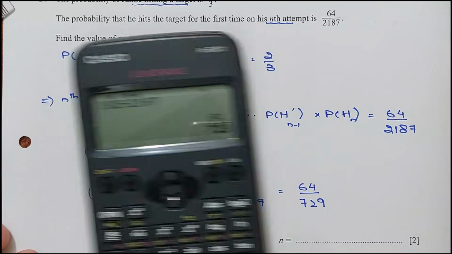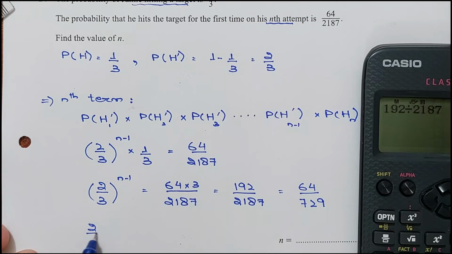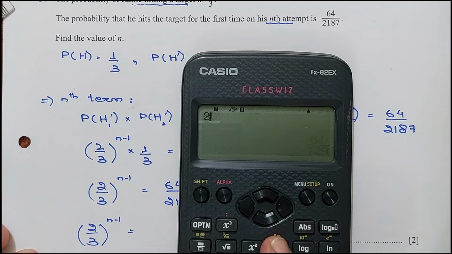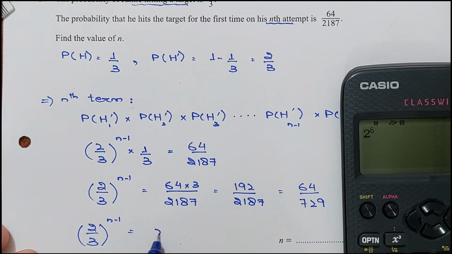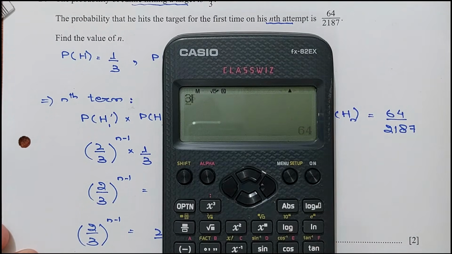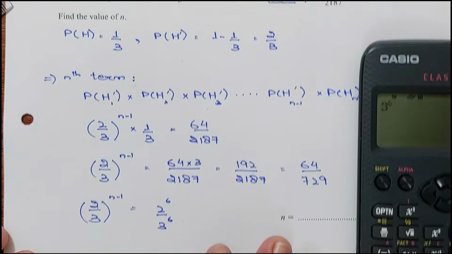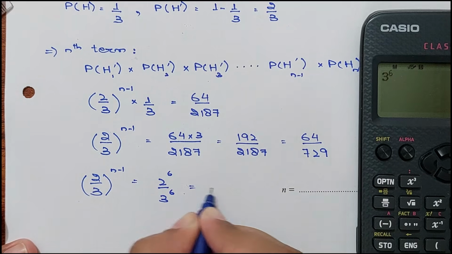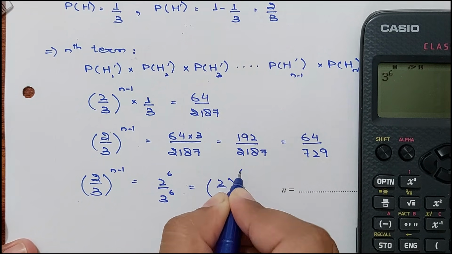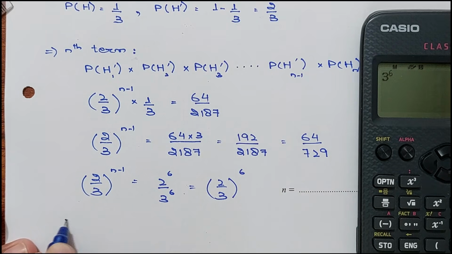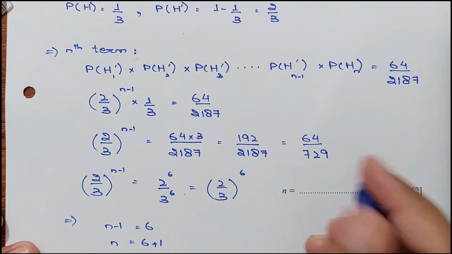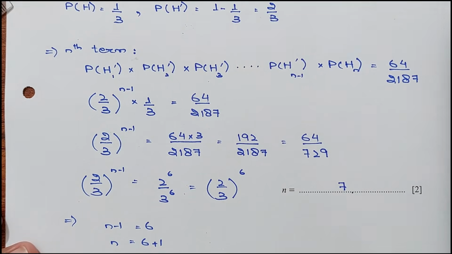729. Okay. Convert them into the same power. So 2 by 3, its power is n minus 1, and 64 is 2 power 6. And what is 3 power 6 is 729. Yes, 3 power 6. The bases are same. We can compare the powers. So this is 2 by 3. The power is 6, right? 2 by 3 power n minus 1, 2 by 3 power 6. We can compare the powers. N minus 1 equals to 6. So n equals to 6 plus 1, which is equals to 7. So at 7th attempt, he will hit the target for the first time.